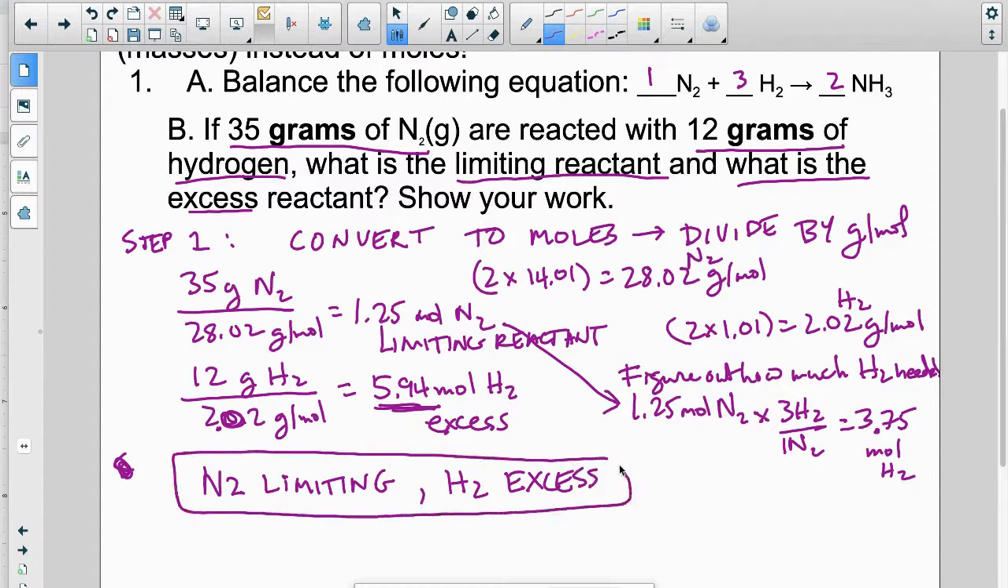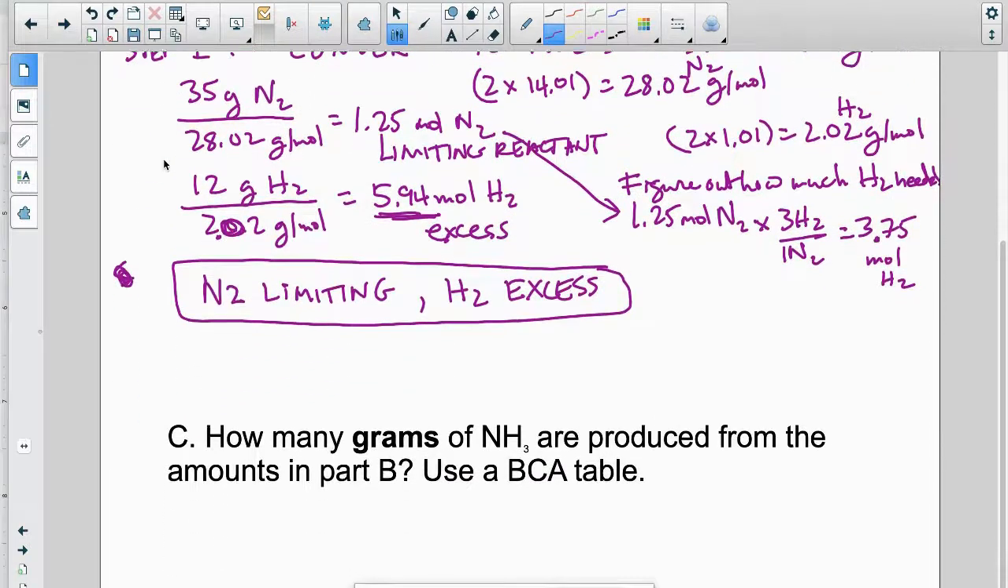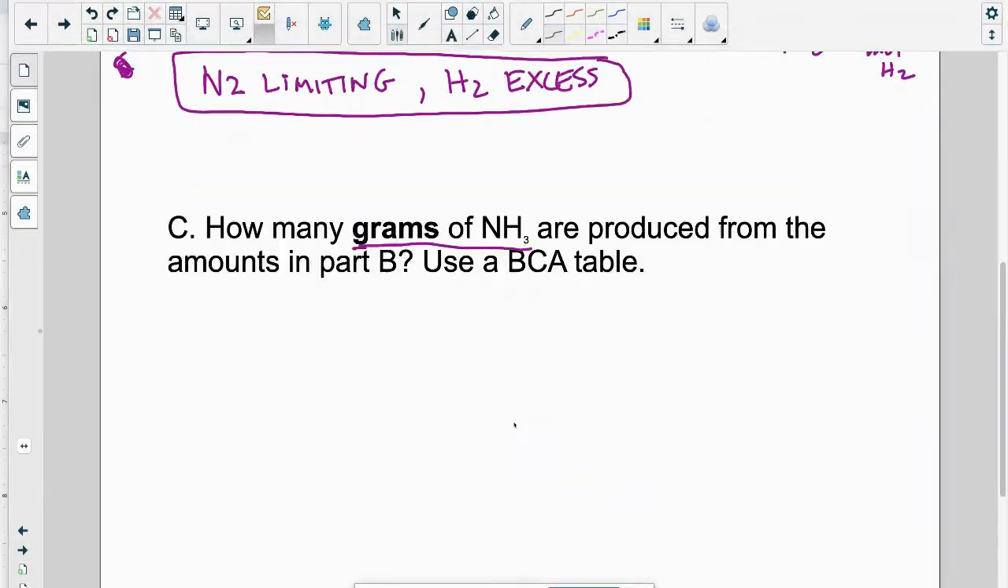All right, so we have figured out our limiting reactant and our excess reactant. So we've answered part B here. So now what do we do? Now we've got to figure out how many grams of NH3 are produced. So we have to use a BCA table for this. Now remember, the BCA table is in terms of moles.